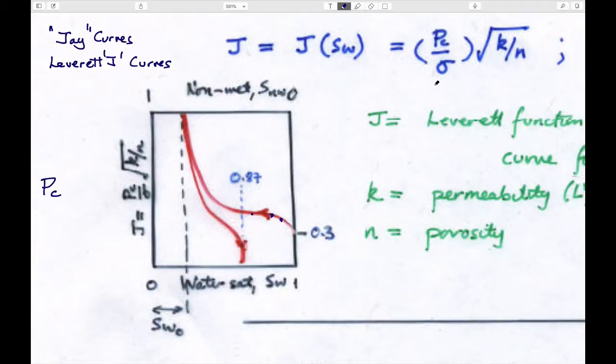Capillary pressure is in pascals, which is newtons per meter squared. Interfacial tension is in newtons per meter. And permeability is in meters squared. Porosity has no units.